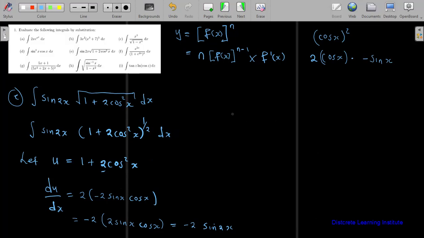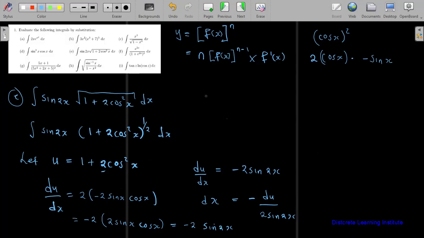So this is a bit messy, so I'll write it here. So my du over dx is equal to negative 2 sine 2x. And then you make dx the subject of the formula. I'm sure we now get the gist. So this is negative du over 2 sine 2x. So this is my dx. So let's go ahead and simplify.